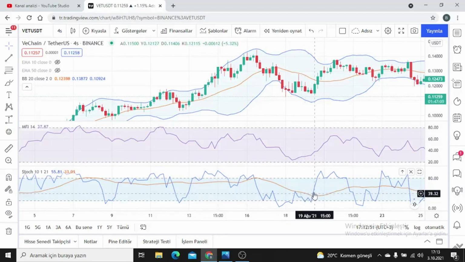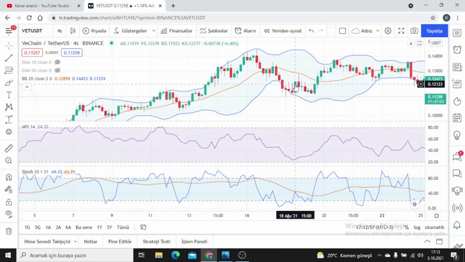It gave a buy signal here and the stochastic is still giving a sell signal. As you can see, the K value does not intersect with the D value. When does it produce a buy signal for us, friends? Look at the candle over there.